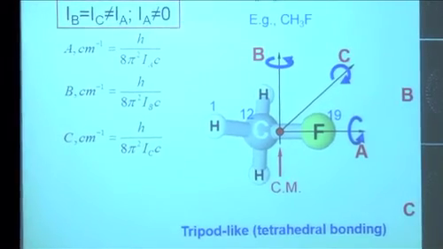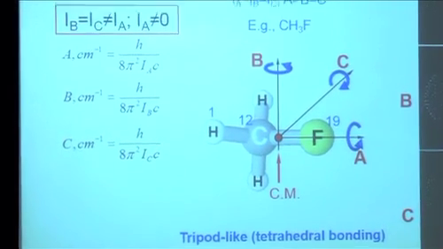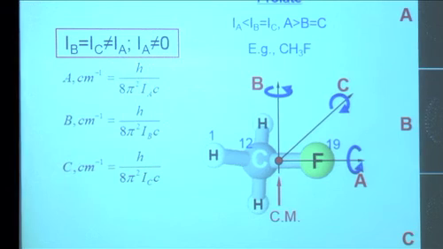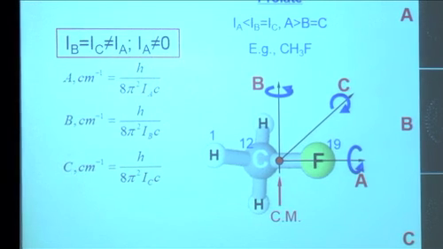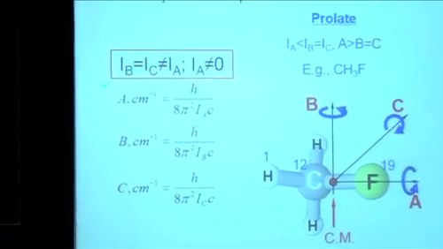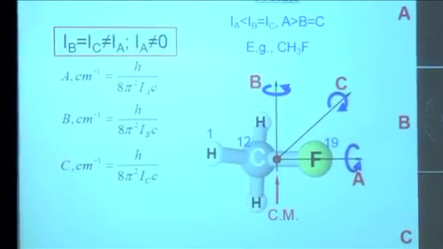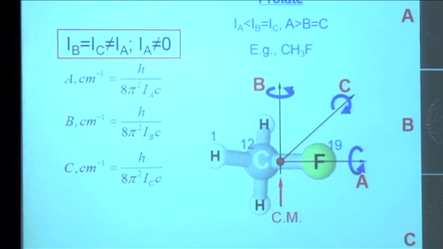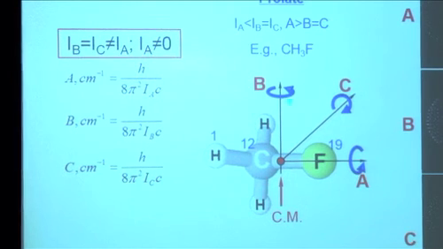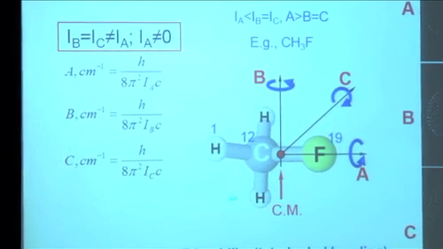Now, the next level up is symmetric top. So now it's not linear anymore. But we have this condition that IB equals IC. So here's our example. 3 H's and an F. So it's like a tripod. So these 3 H's are in a plane, and F is perpendicular to that plane.